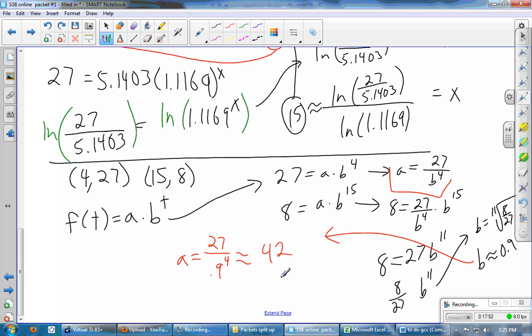So that means our final answer after all of that work, the function that we're after, a times b to the t, that's this. A turns out to be about 42. B turns out to be around 0.9 raised to the t.